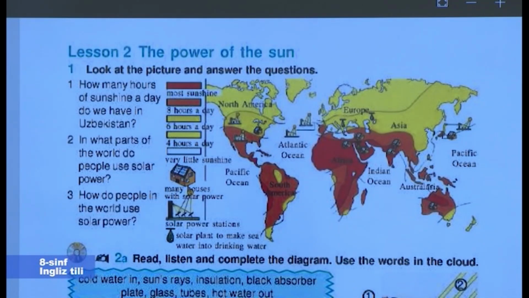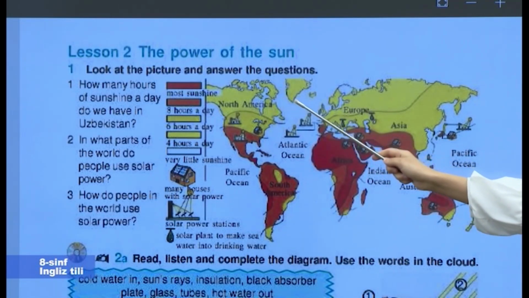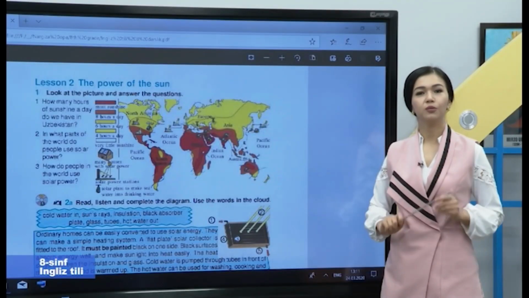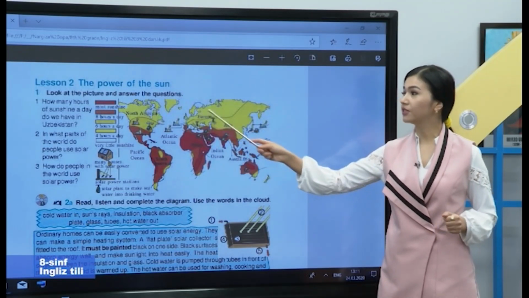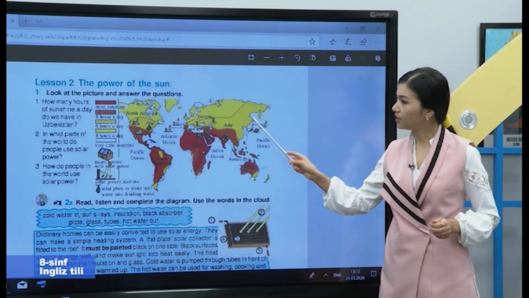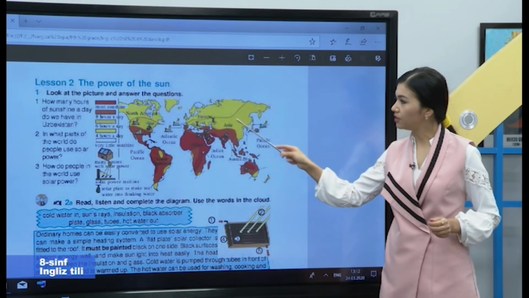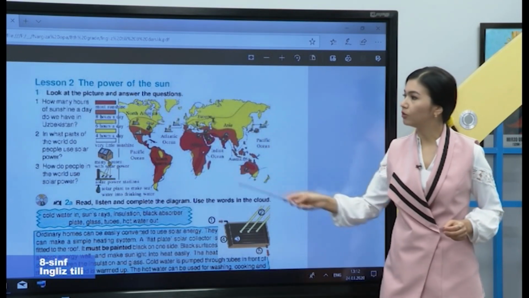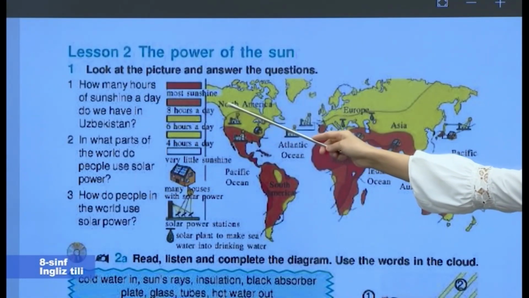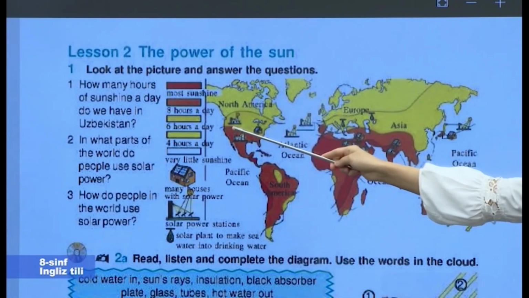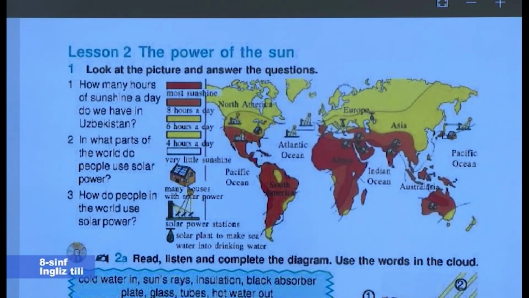So, the first question: how many hours of sunshine a day do we have in Uzbekistan? Looking at the map, you can see Uzbekistan is located here in Central Asia. So, what color is it? It is yellow. Looking at these hours, we should find the answer, 8 hours a day or 6 hours a day. So, in Uzbekistan, we have 6 hours of sunshine in one day.